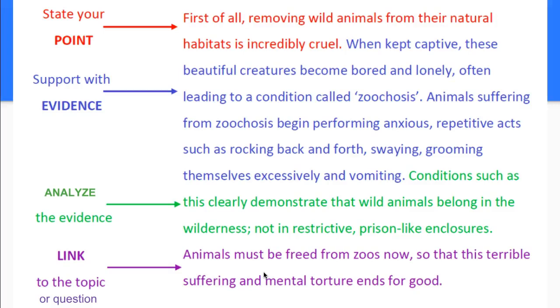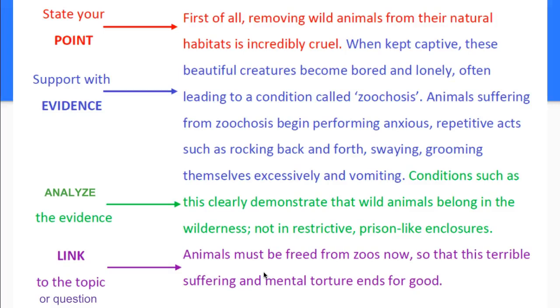When kept captive, these beautiful creatures become bored and lonely, often leading to a condition called zoochosis. Animals suffering from zoochosis begin performing anxious, repetitive acts, such as, that's one of the keys that you know it's evidence, such as rocking back and forth, swaying, grooming themselves excessively, and vomiting. It's really sad. Here's the analysis.